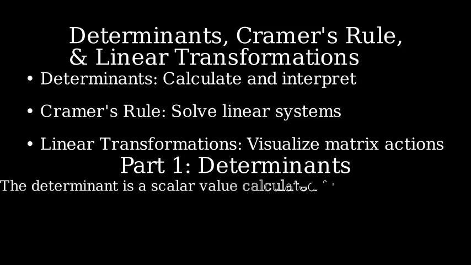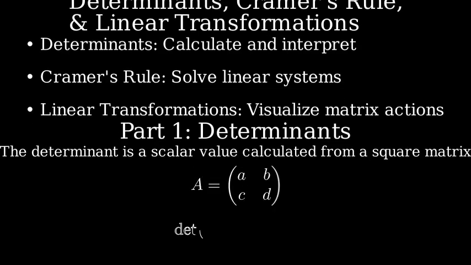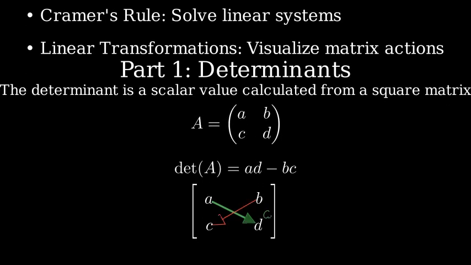The determinant is a special number associated with a square matrix that tells us important properties about the matrix. For a 2 by 2 matrix, the determinant is calculated as a times d minus b times c. This is sometimes remembered as the product of the main diagonal minus the product of the other diagonal.